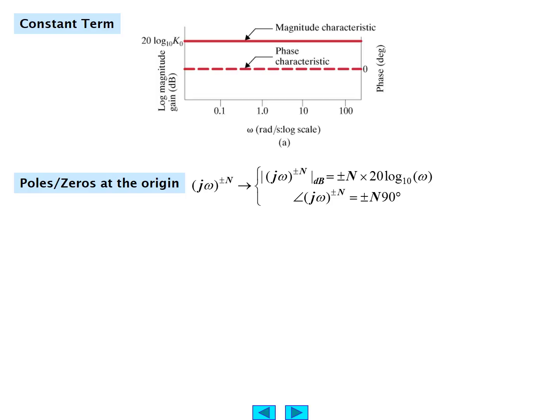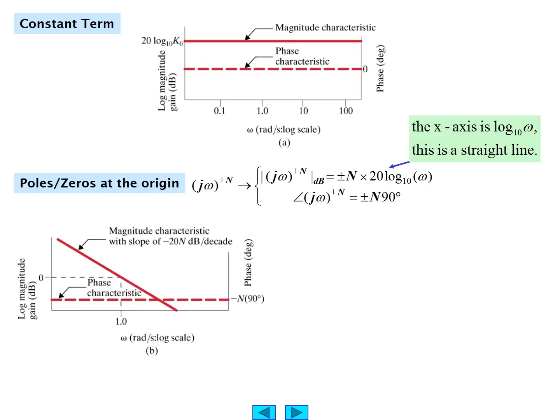j omega to the n raised to some plus or minus capital N power would have a magnitude in dB equal to plus or minus n times 20 log to the base 10 of omega. And the angle of j omega to the plus or minus n would be equal to plus or minus n times 90 degrees. The x-axis is log to the base 10 of omega, and this essentially then would be a straight line.